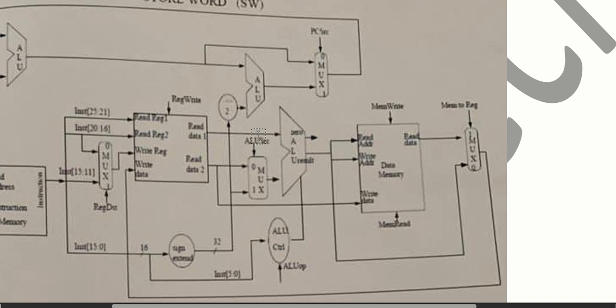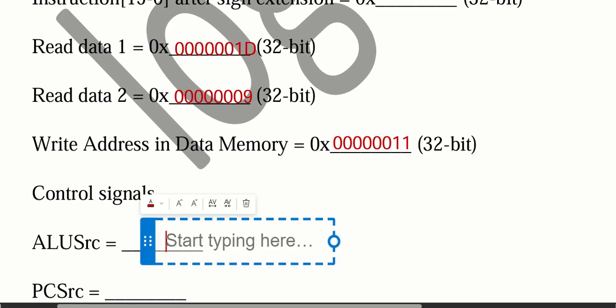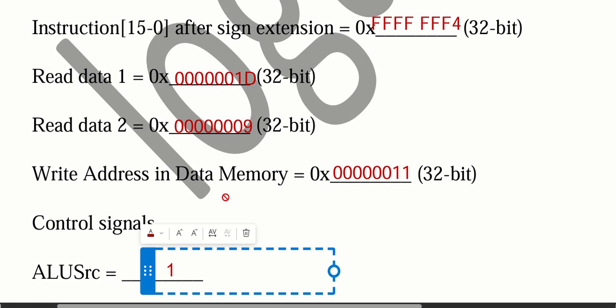The sign extended version is selected by the ALU source signal. The ALU source signal will be 0 for read data 2 and 1 for the sign extended version. Now, since we use the sign extended version, it means that the ALU source will just be 1. We will set it to 1.